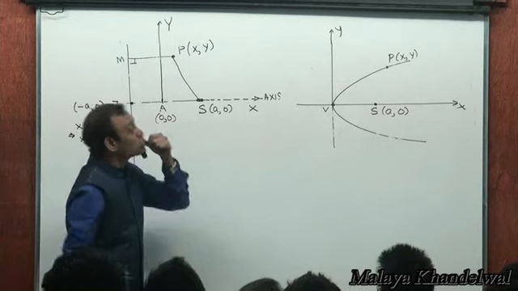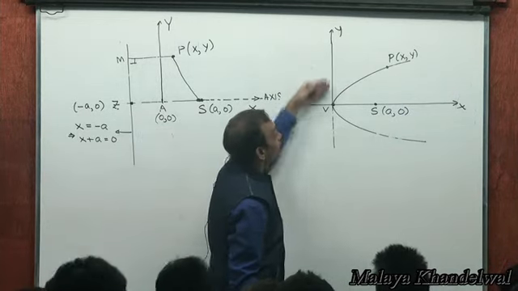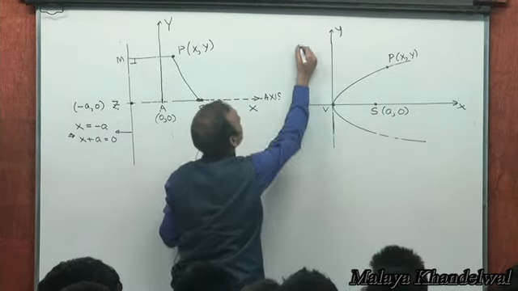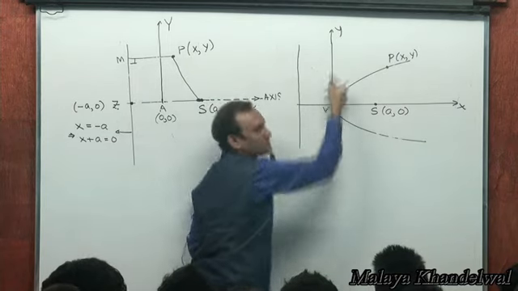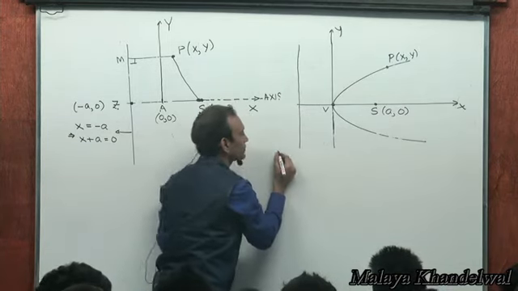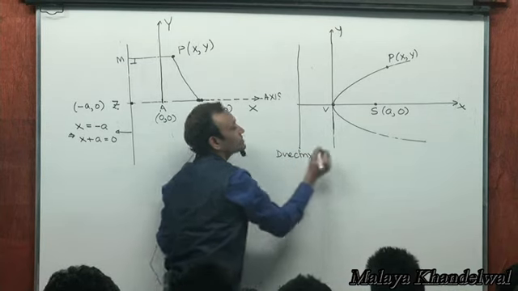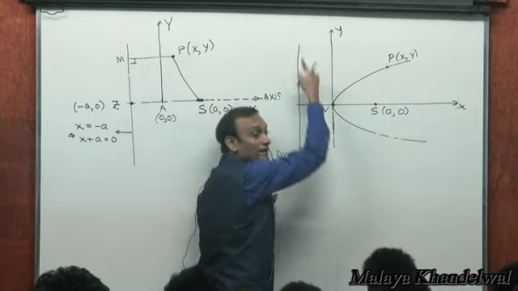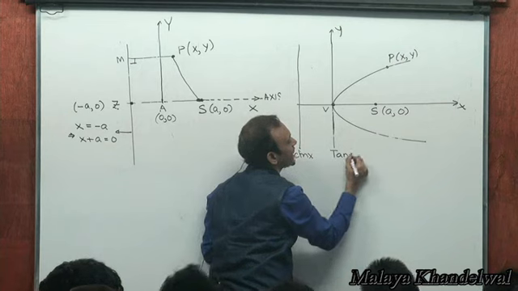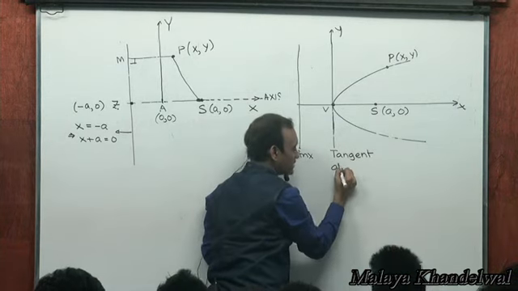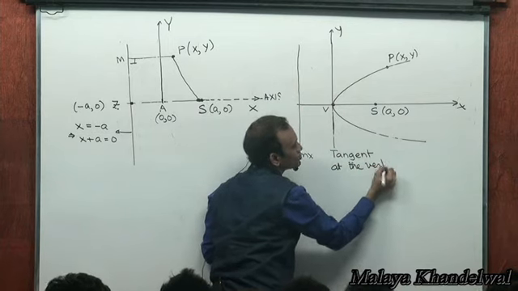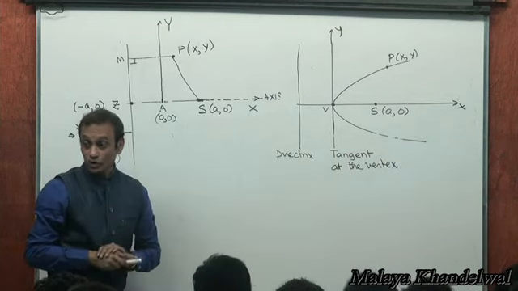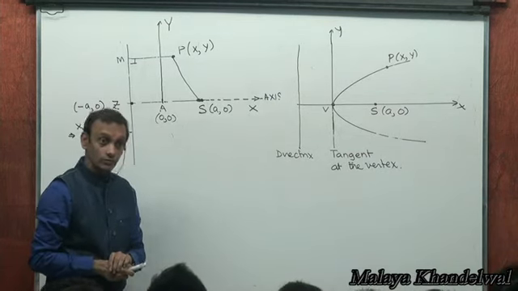In fact, very shortly we will learn that this line we have drawn passing through the vertex and parallel to the directrix is a tangent to the parabola at the vertex. This is the directrix. We'll learn more about it, but for the time being just take it from me. This is the tangent drawn to the parabola at the vertex.